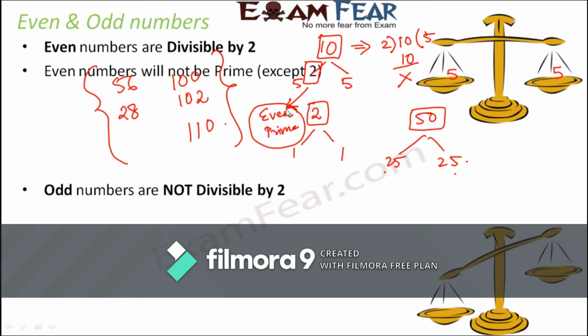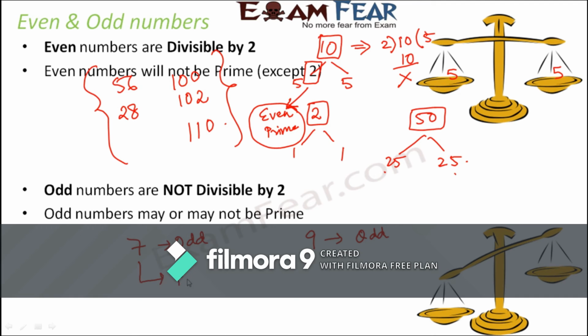So let us look at the odd numbers, and we find that the odd numbers may or may not be prime numbers. So let us look at some examples. Let us consider the number 7. 7 is not divisible by 2, therefore 7 is an odd number. 9 is also not divisible by 2, so 9 is also an odd number. Now let us see if both of these are prime numbers or not.